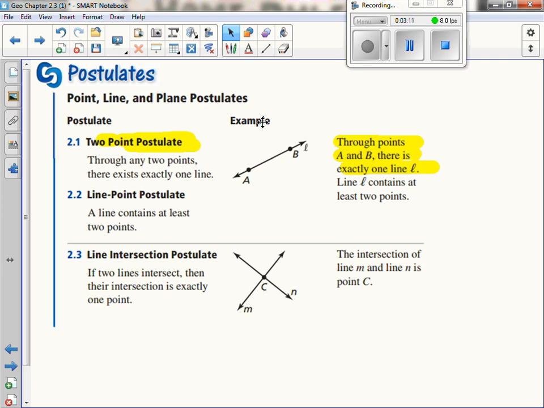And that's what we're looking at here. For the first one, if you want to circle and reference what's being talked about, because there's those two things there. The first half that I did highlight, through points A and B, there exists exactly one line. That's talking about our 2 point postulate. The second half, line L contains at least 2 points. That is talking about our line point postulate. So 2 point postulate says through any 2 points we have a line. Line point says a line contains at least 2 points. So we kind of have 2 and 1 on that one.